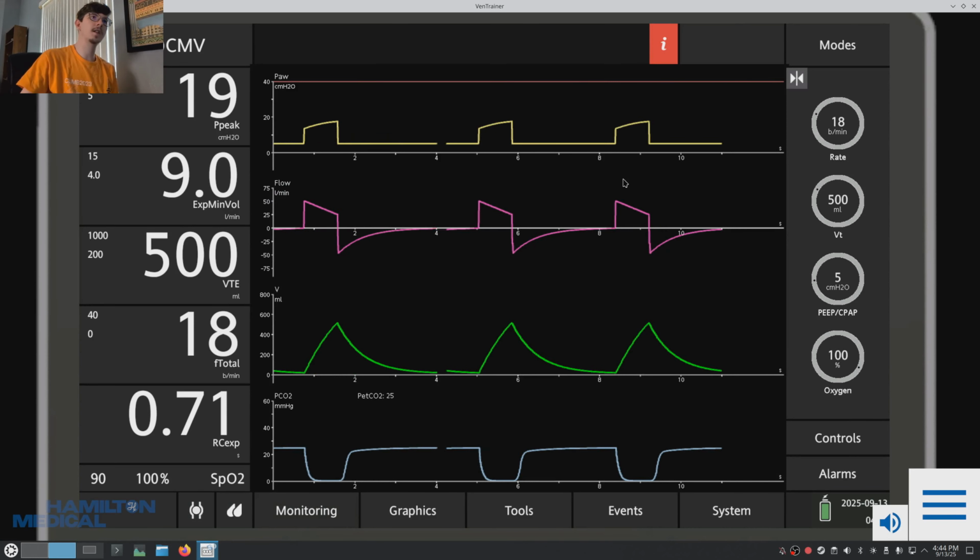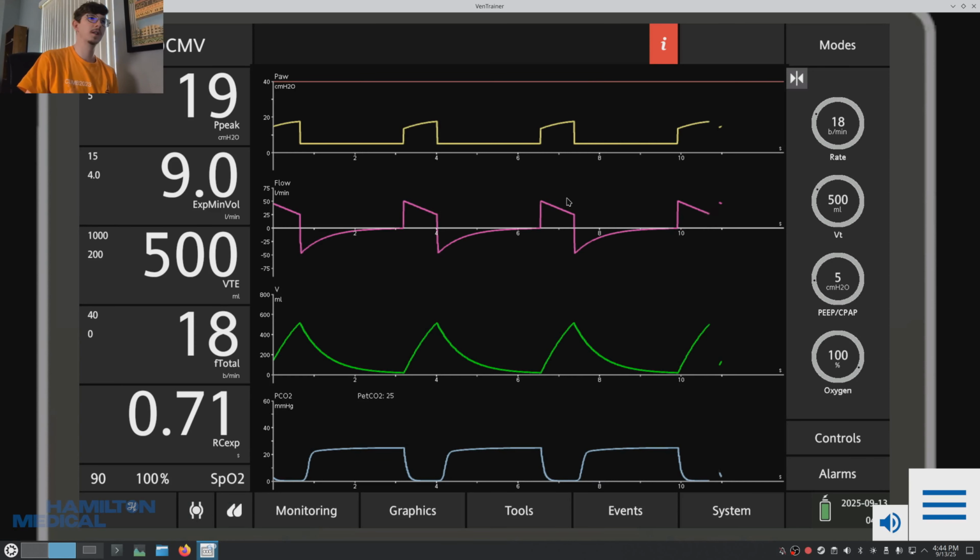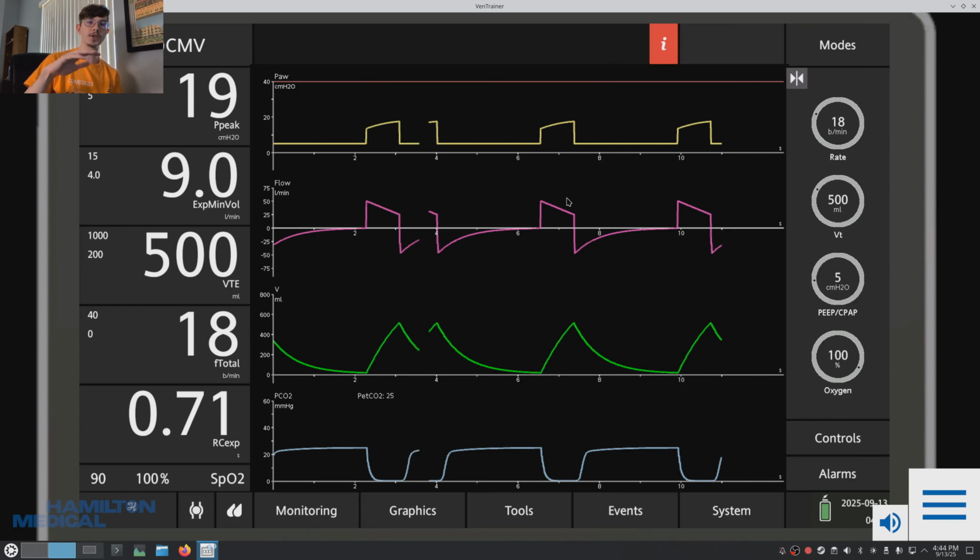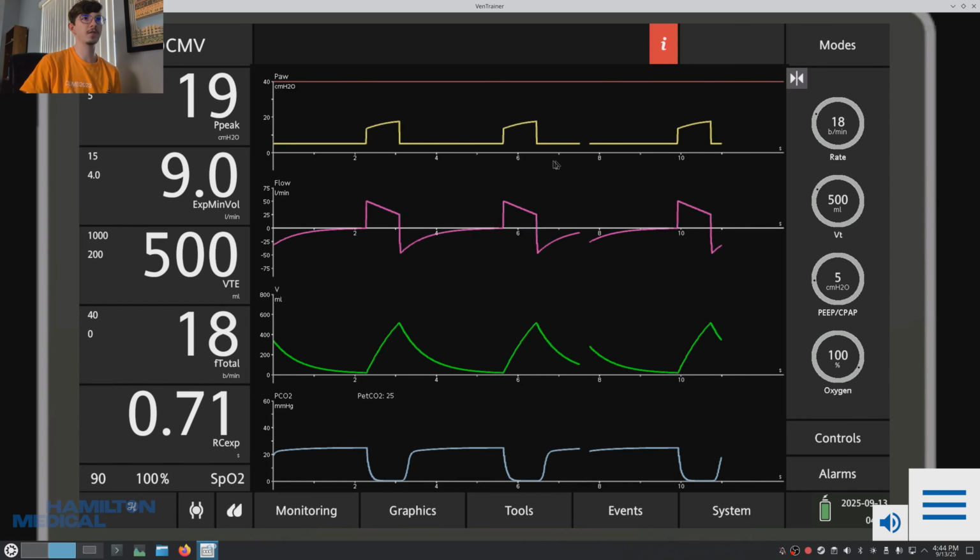Now, the last thing that both pressure and flow waveforms can tell you about is if there's some kind of condensation or secretions. What you're going to see is squiggly lines in either the pressure or flow waveforms, possibly in both. And what you can also do is put your hand on the circuit, and you might even feel it vibrate, just like you see those squiggly lines.